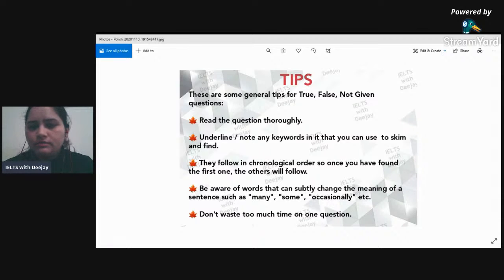Is there any doubt? Should we proceed? Yes, they're always in order because I have seen many readings. So you can follow the order.